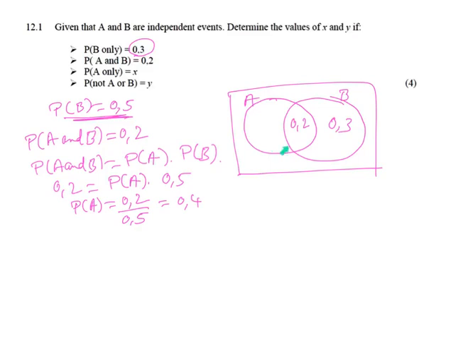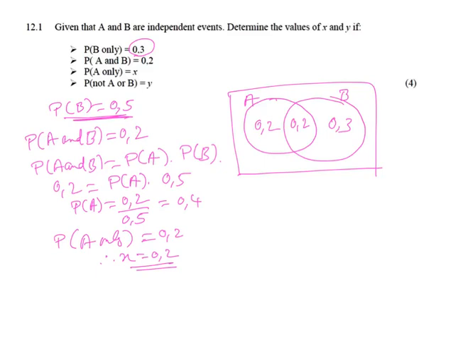So 0,4 is my probability of A, this entire thing here. Therefore, what is probability of A only? A only means this part. This is my 0,2. So the entire probability of A, and I remove the probability of A and B, that will give me A only. My answer is 0,4 minus 0,2. So that is my answer for X. Therefore, X is equal to 0,2.